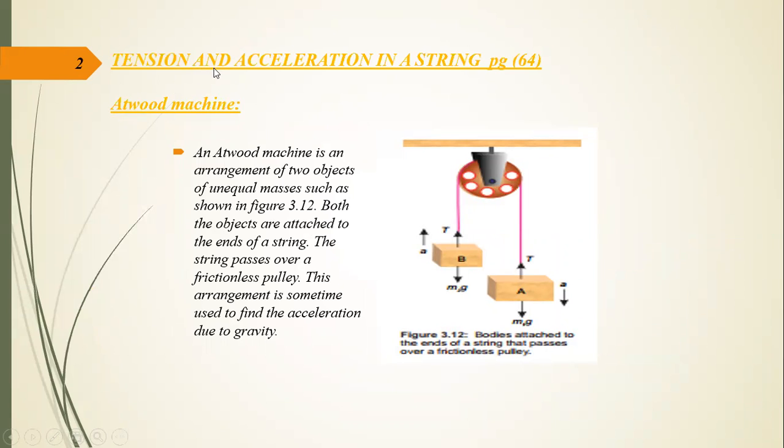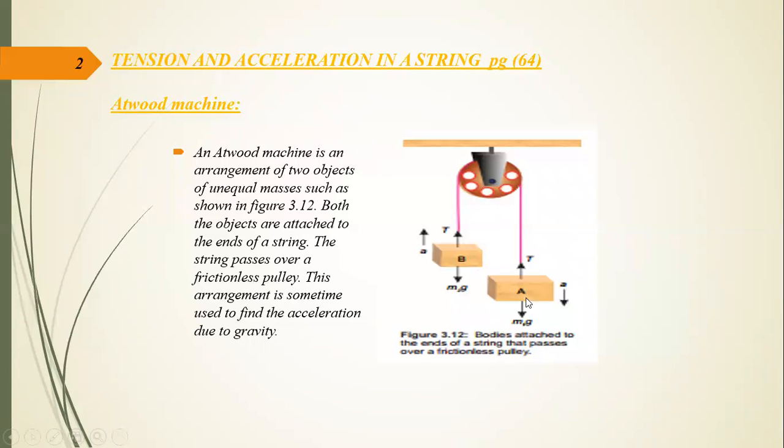So we will find the tension and acceleration in the string. This topic is on page number 64 in your book. So this setup in the figure is called an Atwood machine. What is an Atwood machine? An Atwood machine is an arrangement of objects of unequal masses such as shown in the figure.